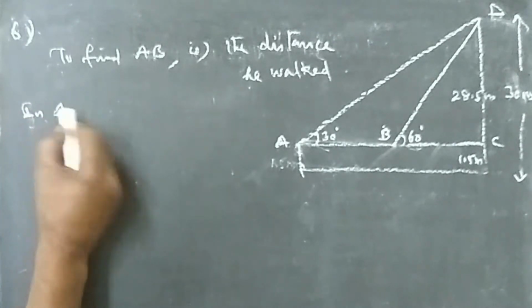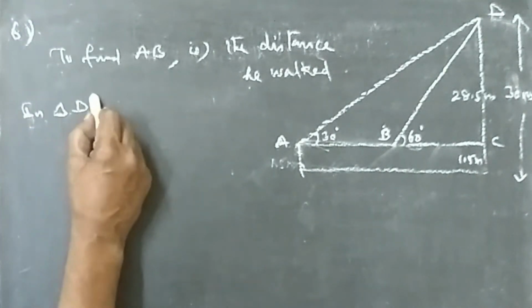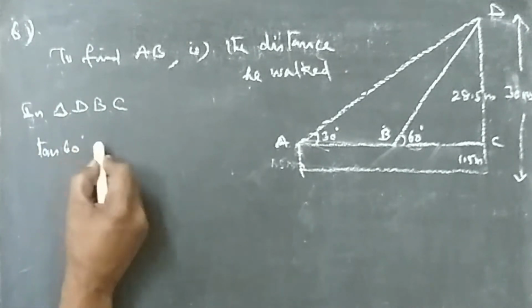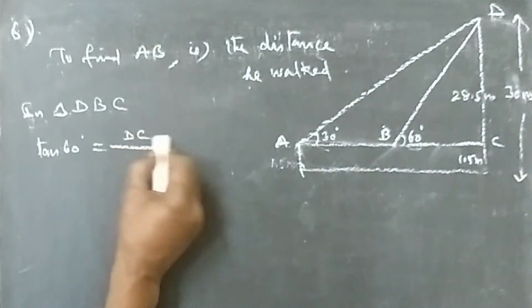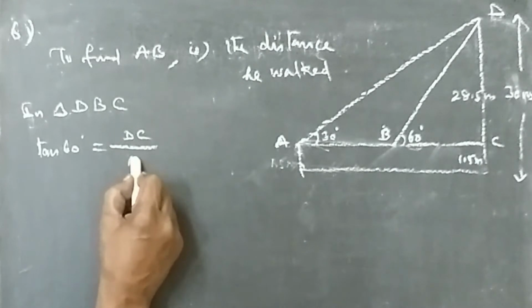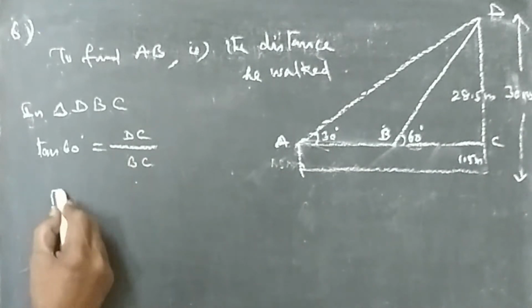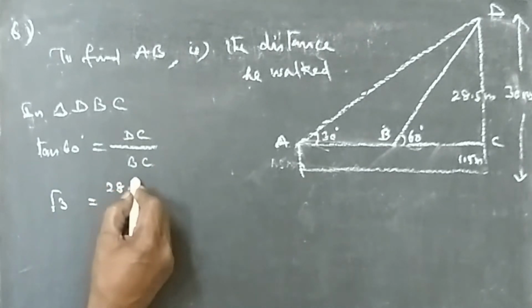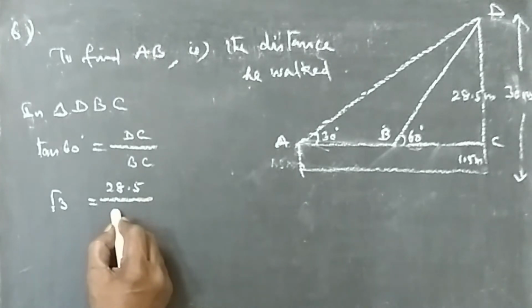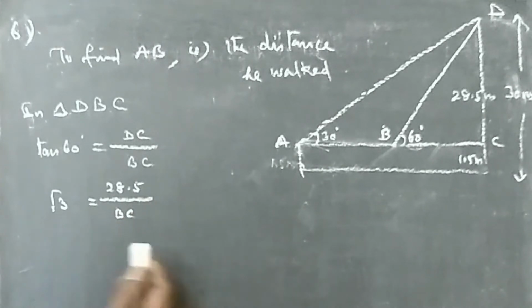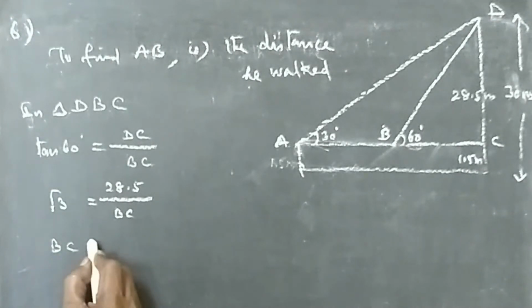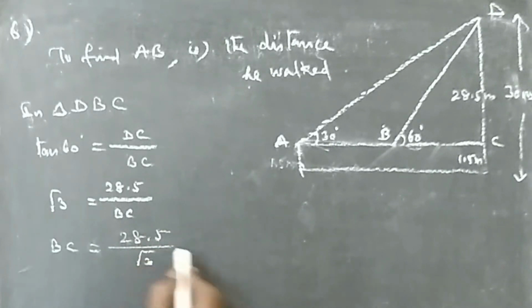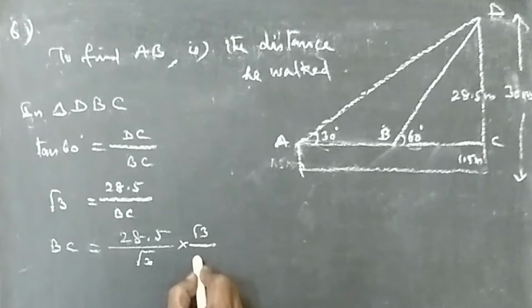In triangle DBC, tan 60 is equal to the opposite side DC by the adjacent side. Tan 60 is equal to root 3. This equals DC, that is 28.5, by BC. Now BC is equal to 28.5 by root 3, multiplied by root 3 by root 3.